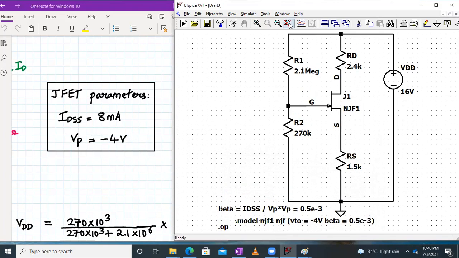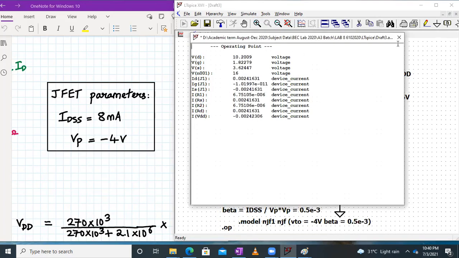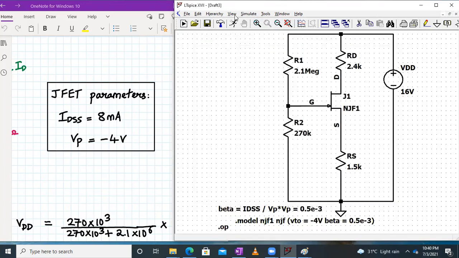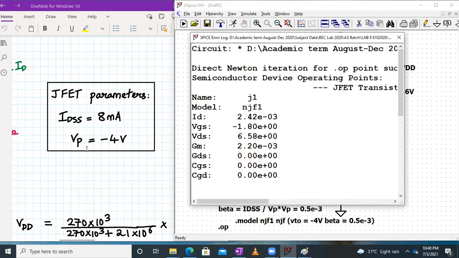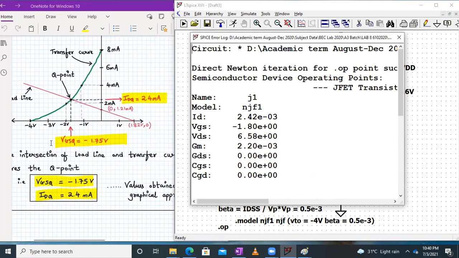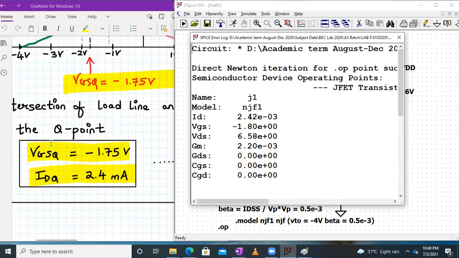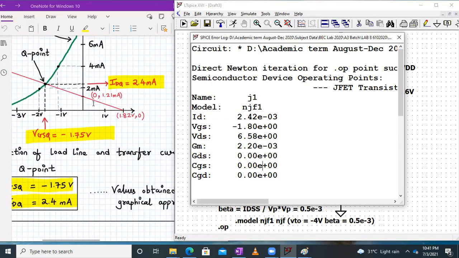Okay, and now the only thing to do is simulate the circuit, because already we are in the operating point, and now we can check the SPICE error log. So here is my SPICE error log. Let us cross check the values. Yeah, it is a graphical method, so slight deviation is expected. If you solve it analytically, you will get the value of VGS as minus 1.8, and the value of the drain current will be 2.42. Now this much precision you won't get in a graphical method.